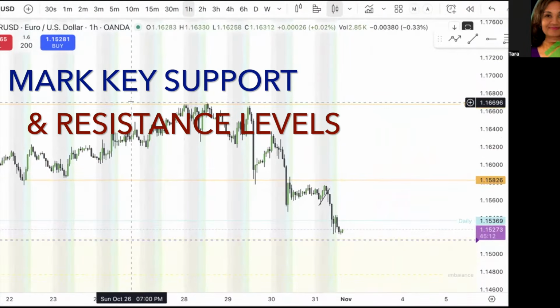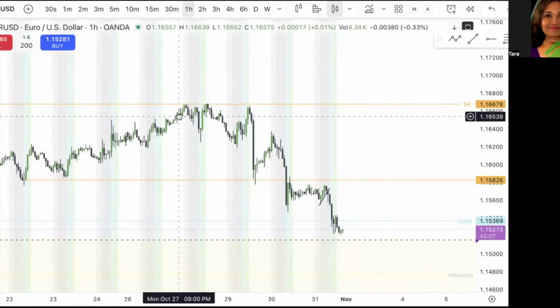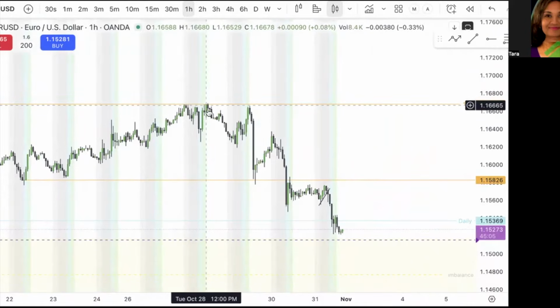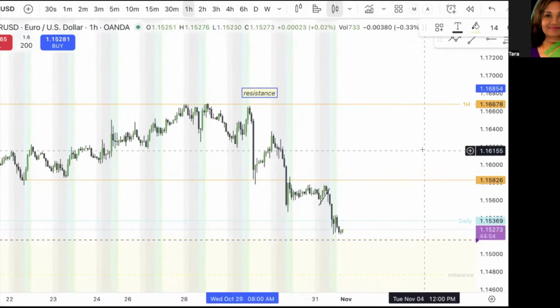Resistance is like a ceiling, so we're going to find places where a price has touched the ceiling. So here's resistance. It touched here, here, and here. So you could consider this resistance.